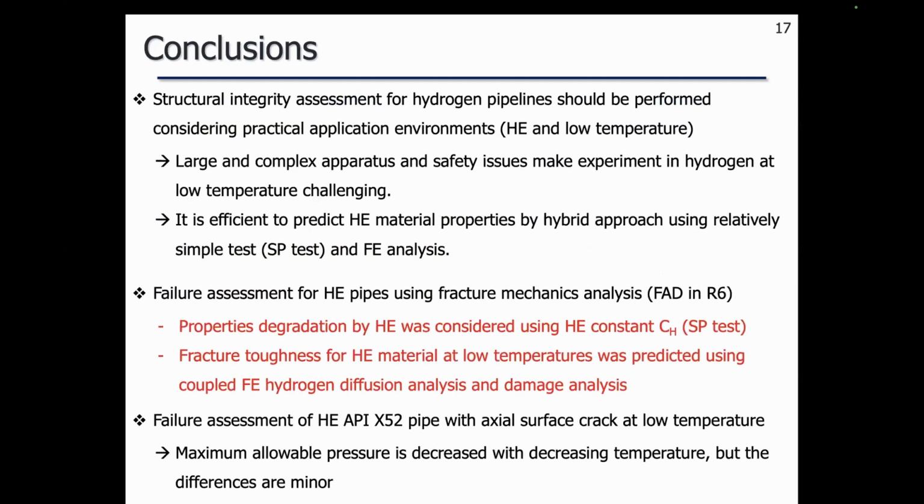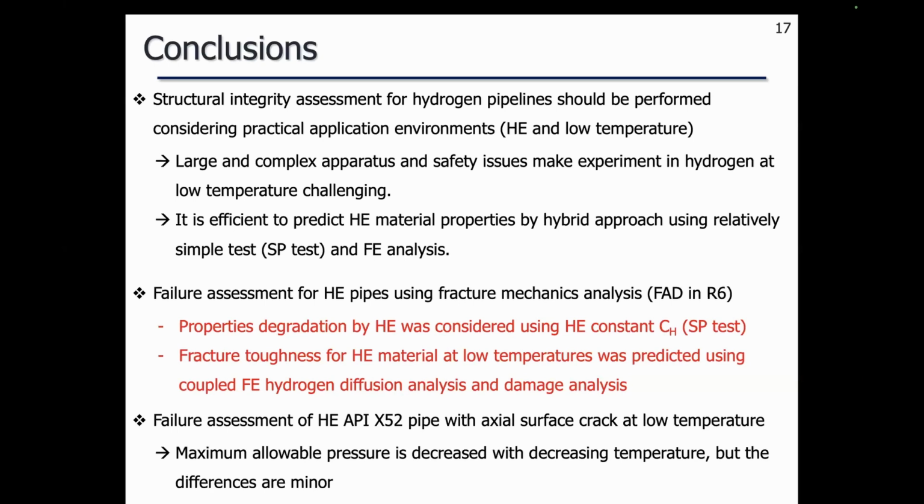Lastly, for conclusion, firstly, structural integrity assessment for hydrogen pipelines should be performed considering the practical application environments such as hydrogen embrittlement and low temperatures. However, the large and complex apparatus and safety issues make experimenting in hydrogen at low temperature challenging. Therefore, it could be efficient to predict hydrogen embrittled material properties by a hybrid approach using relatively simple tests such as SP tests and finite element analysis.